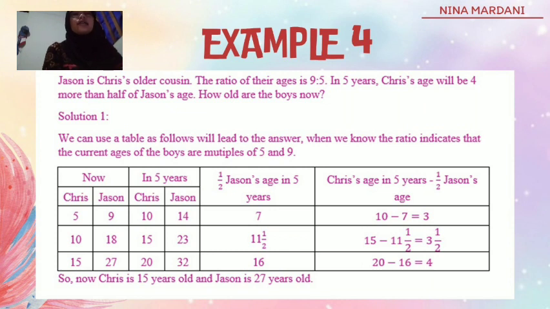3 and a half. Grace 15, Jason 27. In 5 years, Grace 20, Jason 32. Half Jason's age in 5 years is 16. Grace's age in 5 years minus half Jason's age, 20 minus 16 equals 4.